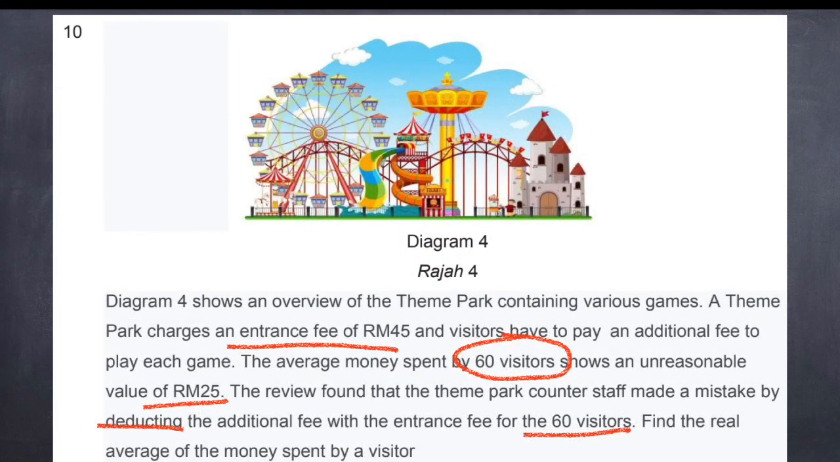Finally, the last question. This is a HOTS question for statistics. Diagram 4 shows an overview of the theme park containing various games. The entrance fee is 45 ringgit. A visitor has to pay an additional fee to play each game. The average money spent by 60 visitors shows an unreasonable value, which is 25 ringgit, which is quite low. The review found that the park counter staff made a mistake by deducting the additional fee from the entrance fee for the 60 visitors. So we're going to find the real average spent by the 60 visitors.